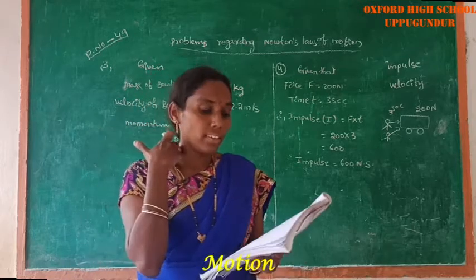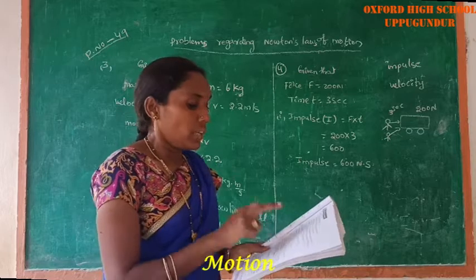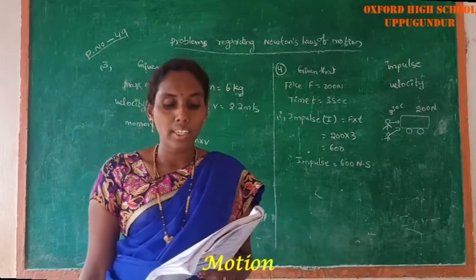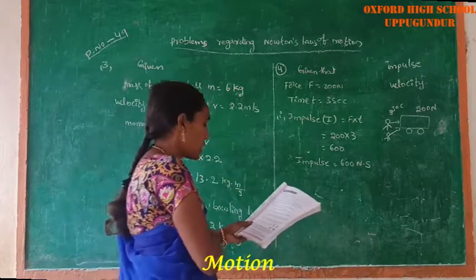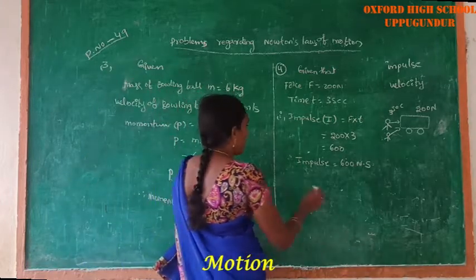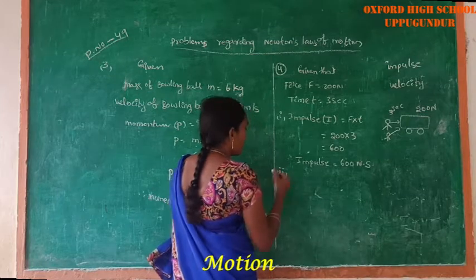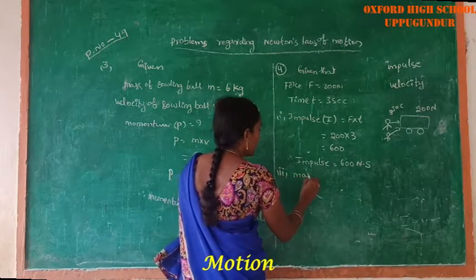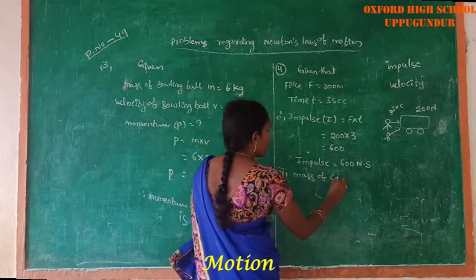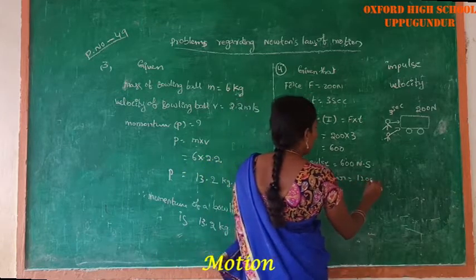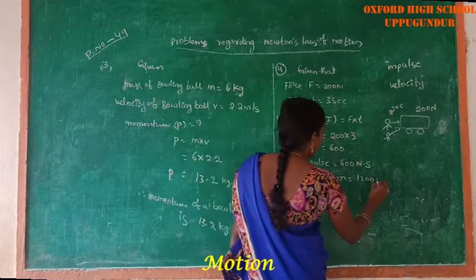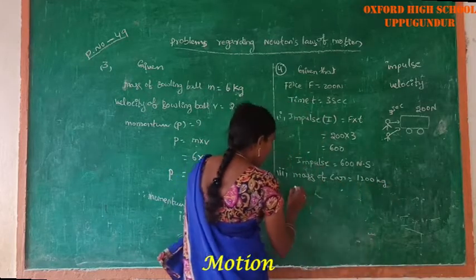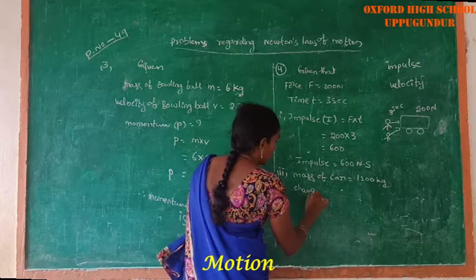How can you find the change in velocity? Here, if the mass of the car is 1200 kg, what will be its change in velocity? See the second one. Mass of car is equal to 1200 kg. Then find out the change in velocity.